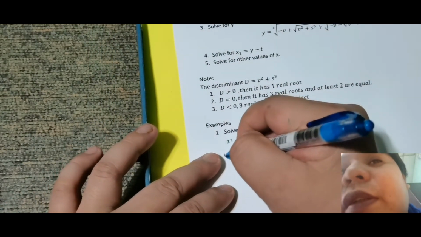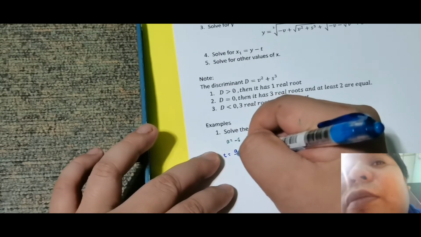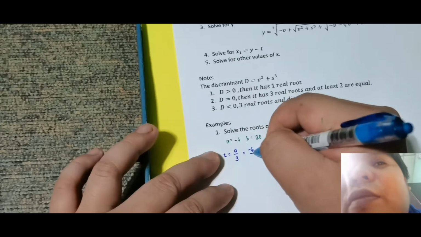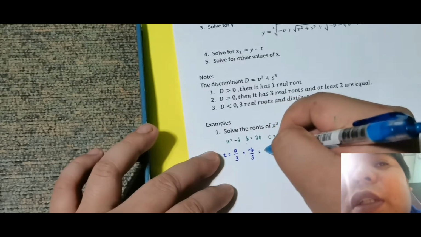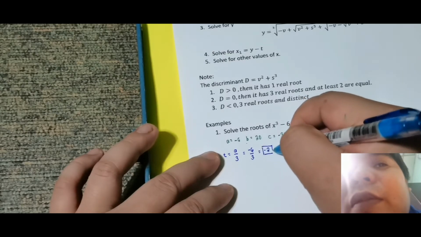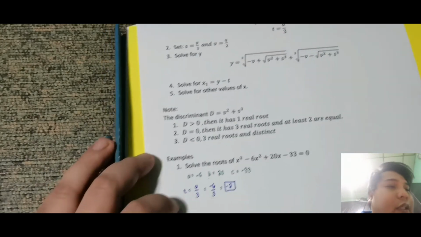So t is equal to a over 3, which is equal to negative 6 over 3, which is equal to negative 2. Okay, so I'll box that so we can see it. Next, we will solve the value of p and q.